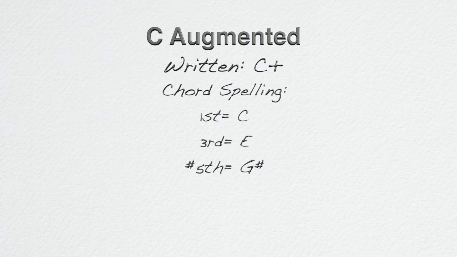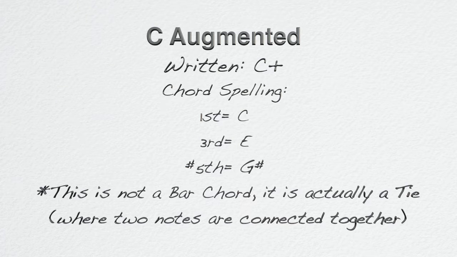Moving on to C augmented, the chord spelling is the first is a C, the third is an E, and the sharp fifth is a G sharp. Something important to note about C augmented is that it's not a bar chord, even though you're using your first finger to cover two strings. It's actually a tie. A tie is when two notes are basically connected together so you play them at the exact same time.